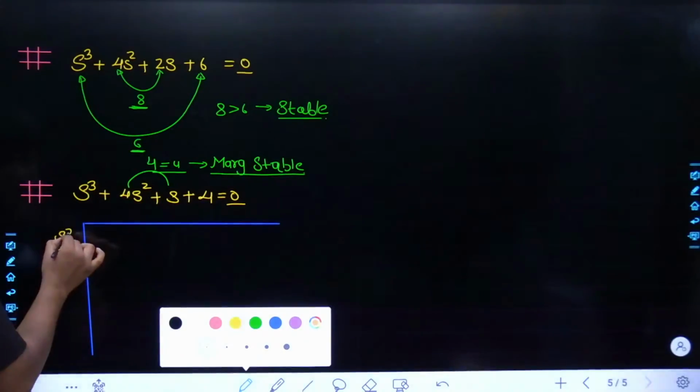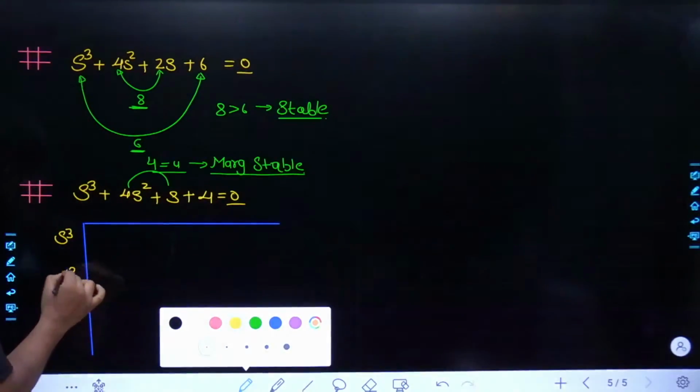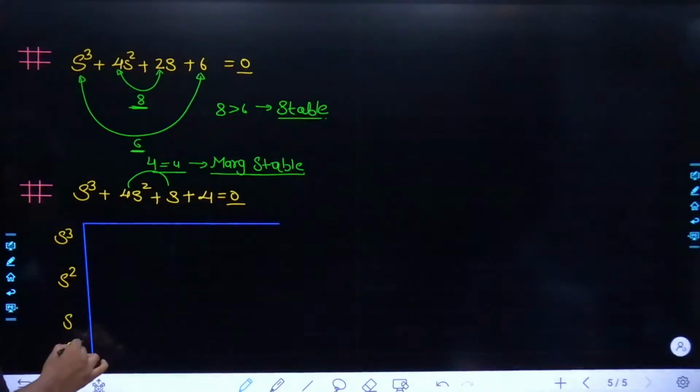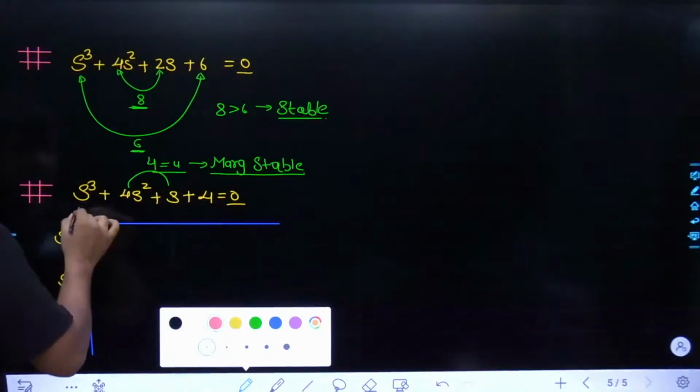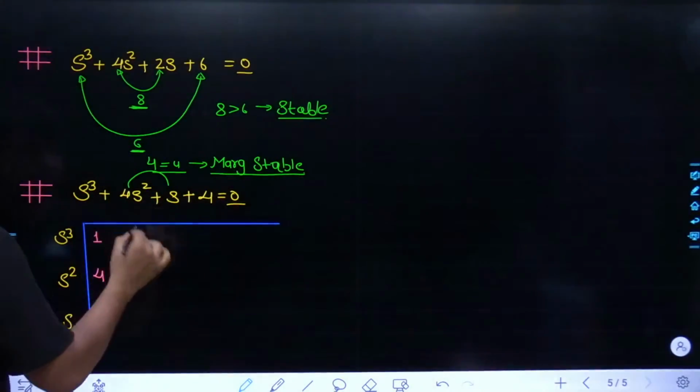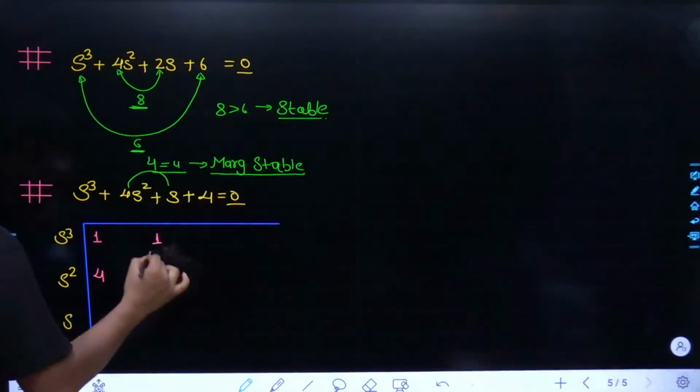Anyways, let me check this out. So the first row would be dedicated to s cube, then s square, then s, and ends up at s to the power naught. Let me start feeding the data. The first data is 1, the next data is 4, the next is 1, and the next is 4.